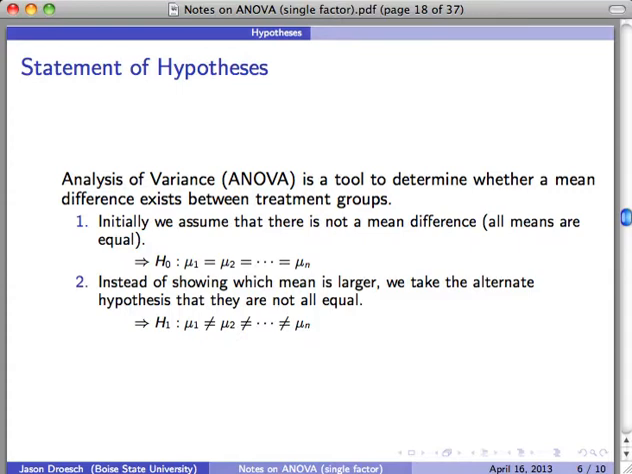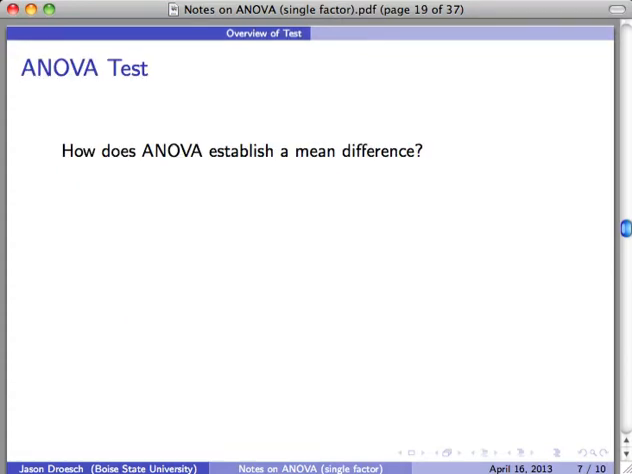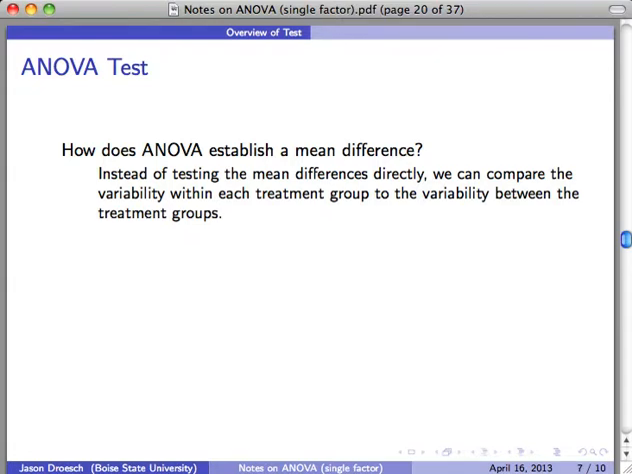All right. What does that mean for us? How do we do this? How do we establish that there is a mean difference? Well, basically what we're going to do is look at the variation. So envision 3 columns with multiple inputs in each column. We can compare the variability between the columns, or in other words, between the groups of treatments, and we can also look at the variability within each group. So what we're trying to establish is whether the variability within each group is identical to the variability between the groups.